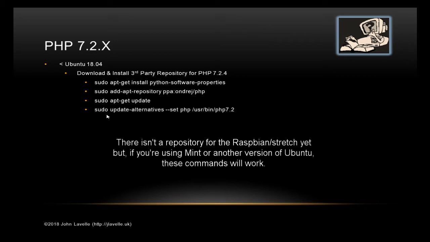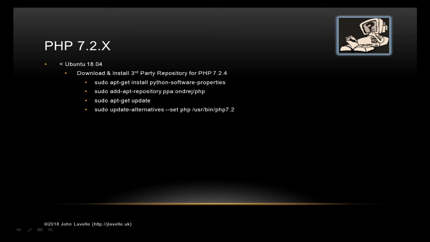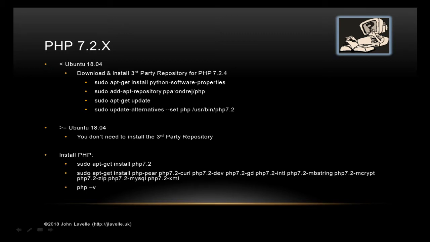Now, if you have Ubuntu 18.04 or better, you don't need to install the third-party repository. Once you've installed the third-party repository, if you need it, you then need to run the following commands for PHP. The first one installs PHP itself, and then the rest install the most commonly used libraries.